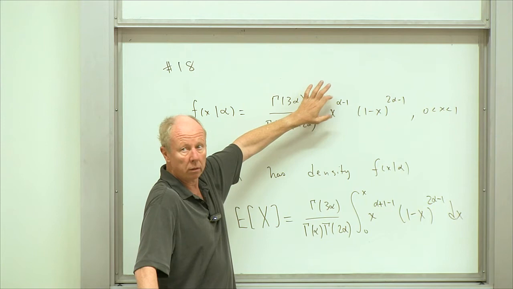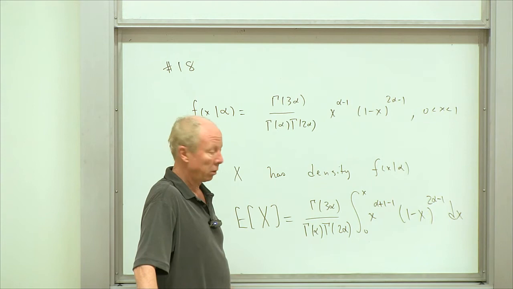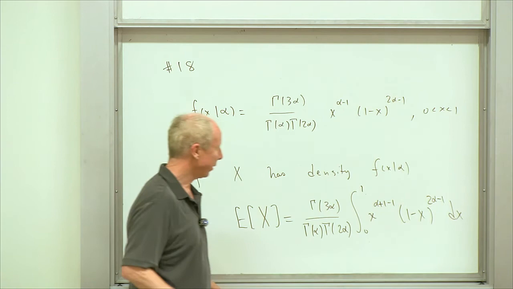Okay. Mean, 0 to 1. Oh, yeah, 0 to 1. Okay. And the general beta density.